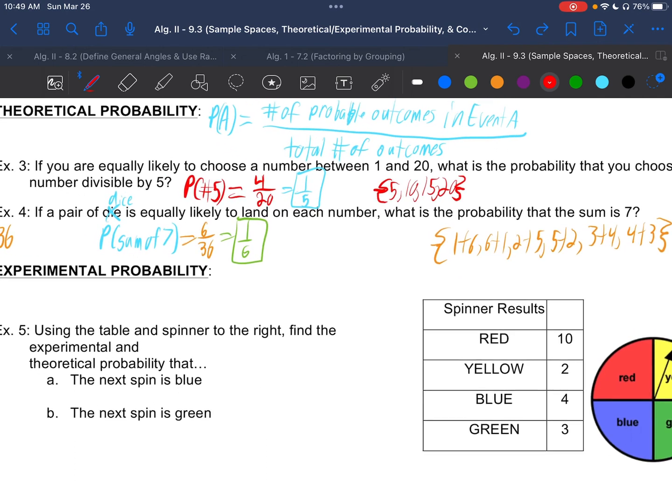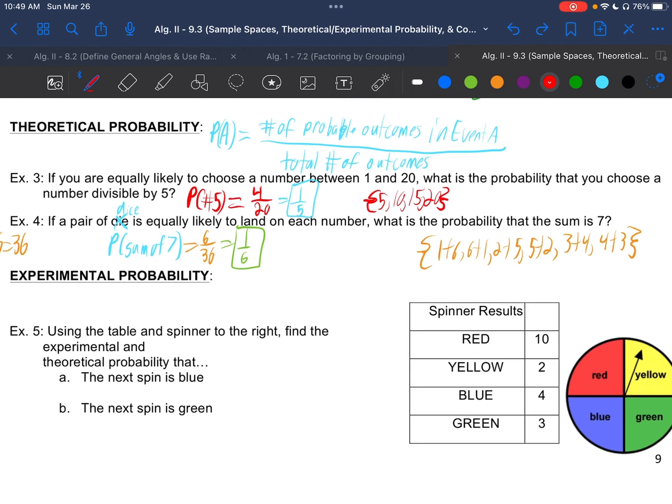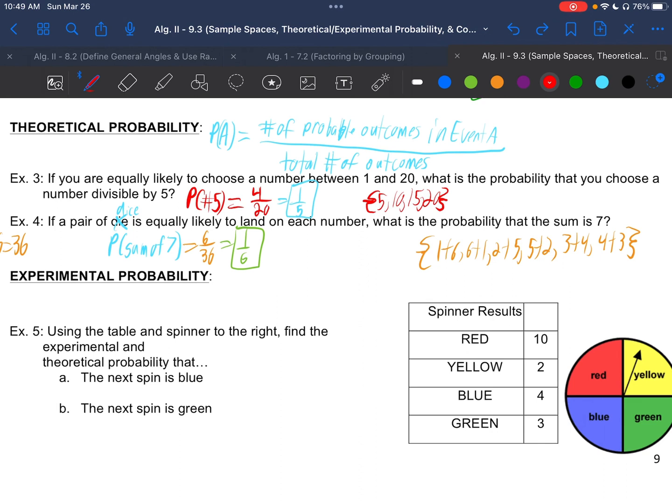So experimental probability is the other side of that, where it's saying, hey, maybe you had doubles 3 times in a row in Monopoly. Well, the theoretical probability says you should only have it 1 out of every 6 times. So it doesn't mean the theoretical probability is wrong, it just means that's how it should work, but it's not how it'll always work. So that'll be experimental probability for us.